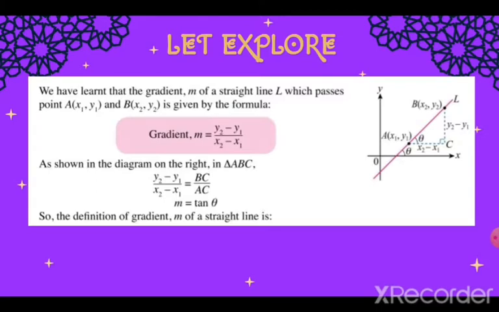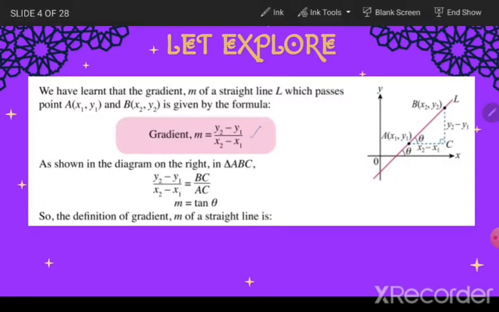Okay, so from this diagram, we can see that we have a straight line which joins points A and B. A is coordinate x1, y1, and B is coordinate x2, y2. So, when we talk about the gradient of a straight line, in order for us to find the gradient, we need to find the ratio between the changes in y with respect to changes in x, in which m equals y2 minus y1 over x2 minus x1.